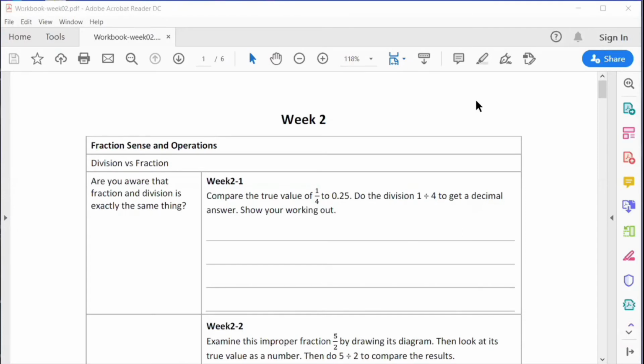All right, now let's just patiently and slowly. Fraction and division is the same thing. So you know, this is pretty simple. A quarter, compare a quarter to 0.25. Now, I want you to try on the paper. Do the division, try to divide 1 by 4 as an algorithm.